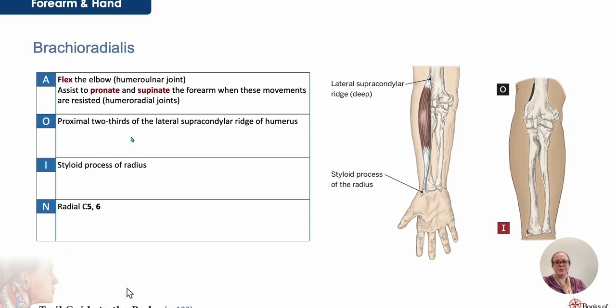Now, this is a fun one. Remember that styloid process, the stylus pen that you don't want to break? Well, the stylus pen on the end of the radius is where this guy inserts. So it runs the whole length of your forearm. So goes up here, runs the whole length of the forearm, and connects at the end here.